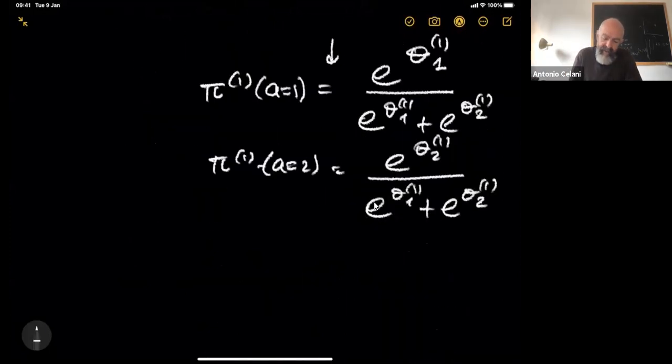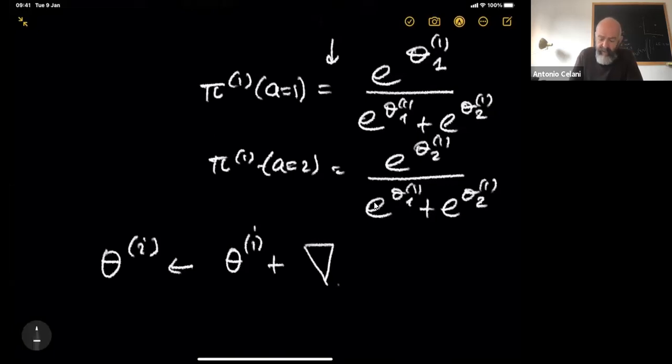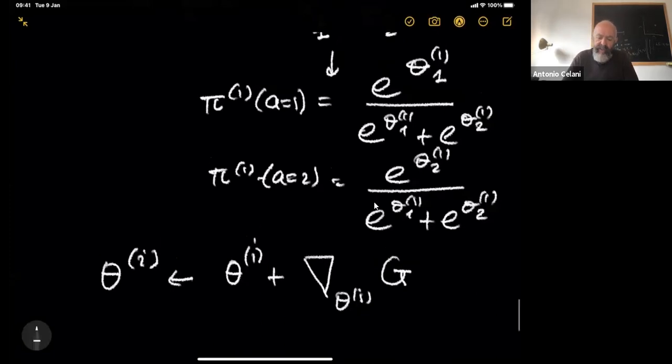So what is the idea of natural policy gradient? That the parameters of each agent should move according to the gradient with respect to this set of parameters of my objective function.